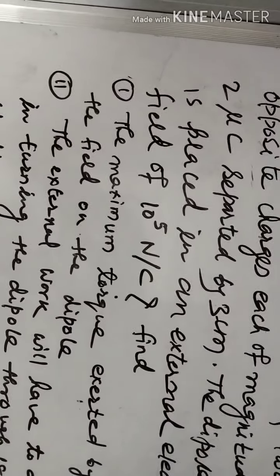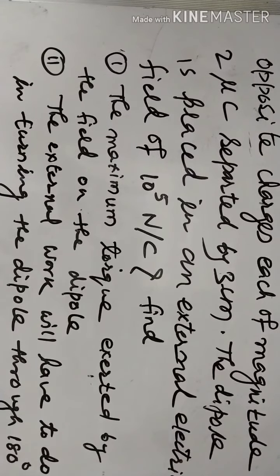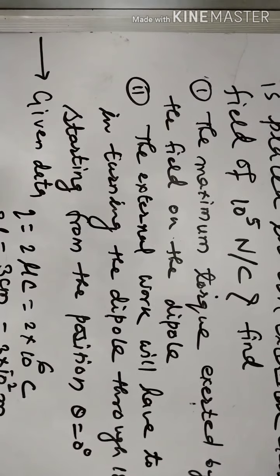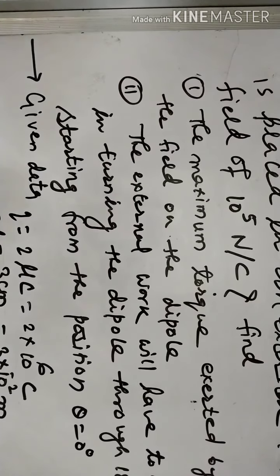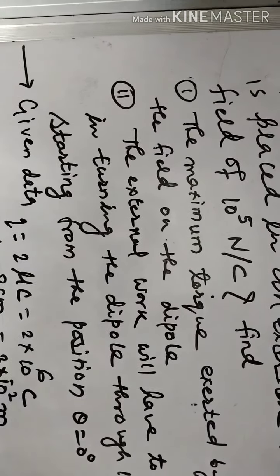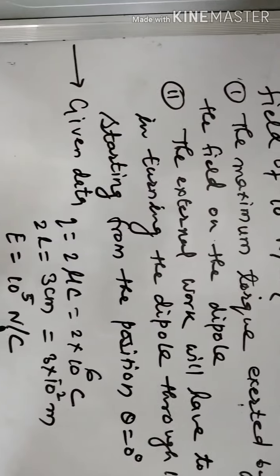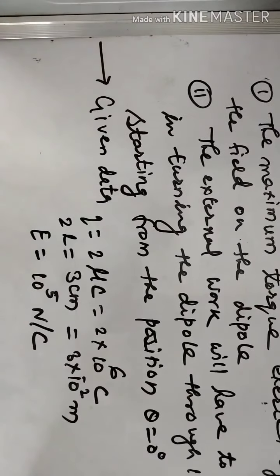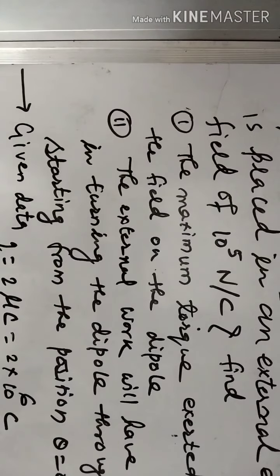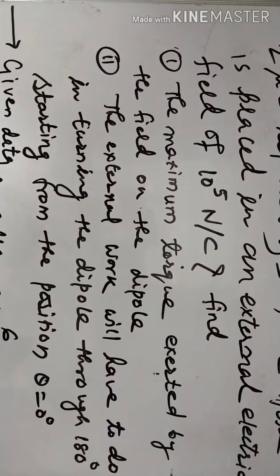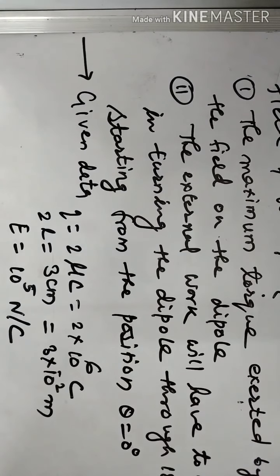And again the dipole is placed in an external electric field. So now this is kept in external electric field, which is given as 10 to the power 5 Newton per coulomb. Newton per coulomb is the SI unit of electric field. Okay. So now what is the question? The maximum torque exerted by the field on the dipole. Maximum torque.